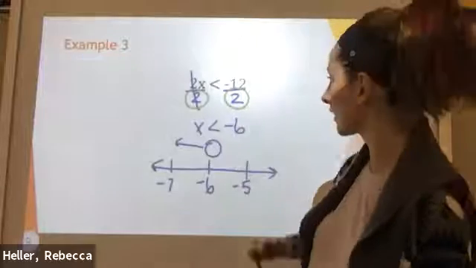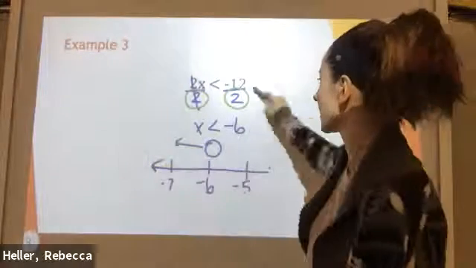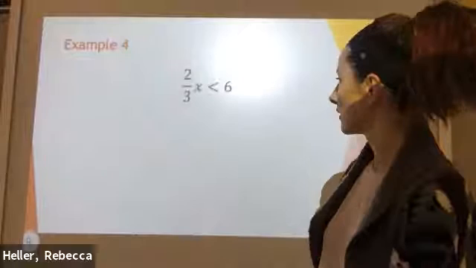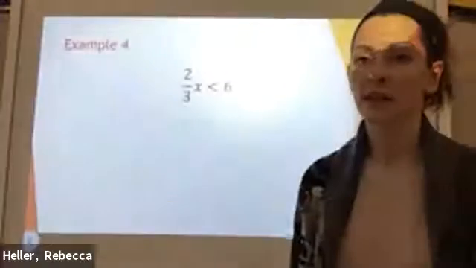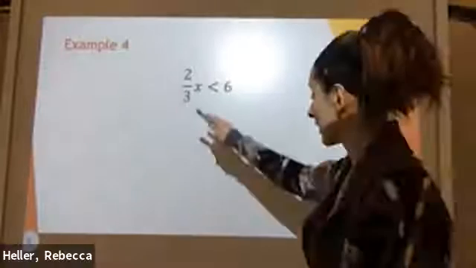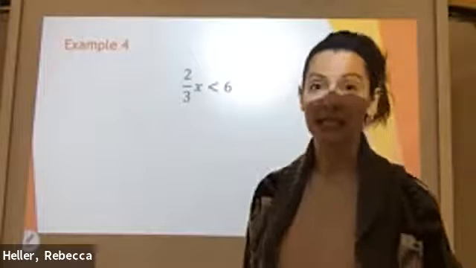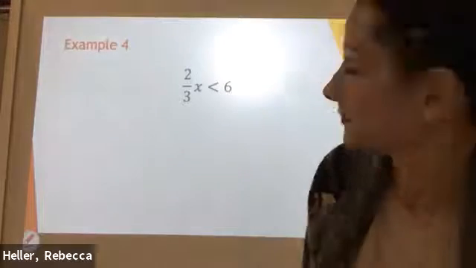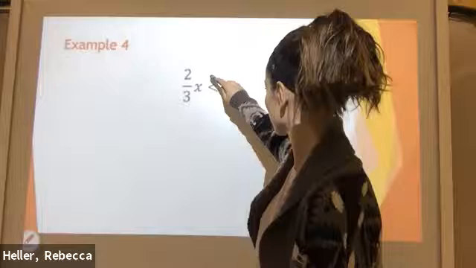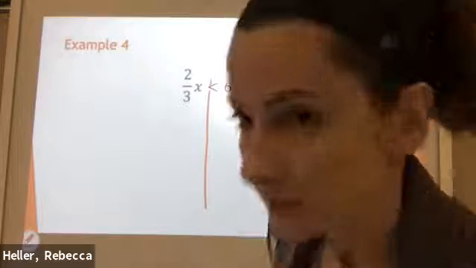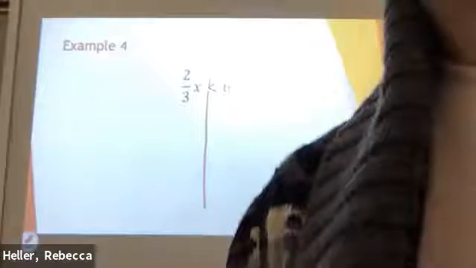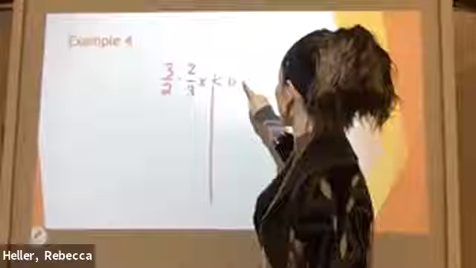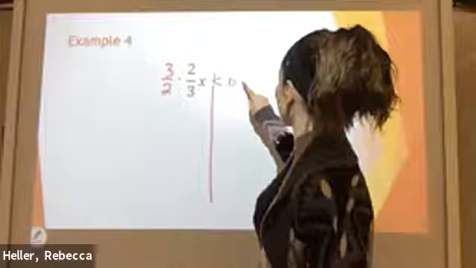Let's do another one where we're multiplying by a positive. So 2/3 x is less than 6. Who remembers how do I get rid of the 2/3? Peyton, go ahead. You multiply it by its reciprocal. Yeah, multiply by its reciprocal. So you're going to flip it, 3/2. Flip it on the other side also, 3/2.